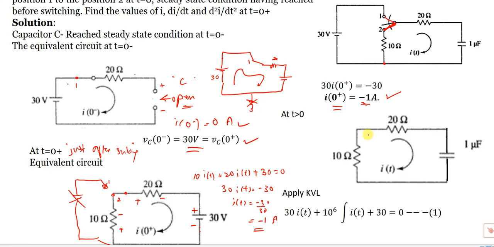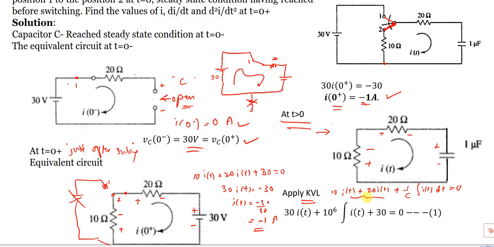Next we have to find di by dt. For t greater than 0, we have to apply KVL, with position number 2. So the 30 volts will not come into the picture, only this circuit. After switching, for t greater than 0, I will start from 10: 10 I of t plus 20 I of t plus the voltage of the capacitor, 1 by C integral of I of t dt, is equal to 0.